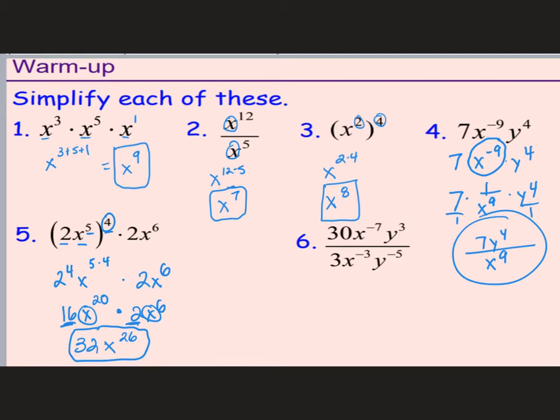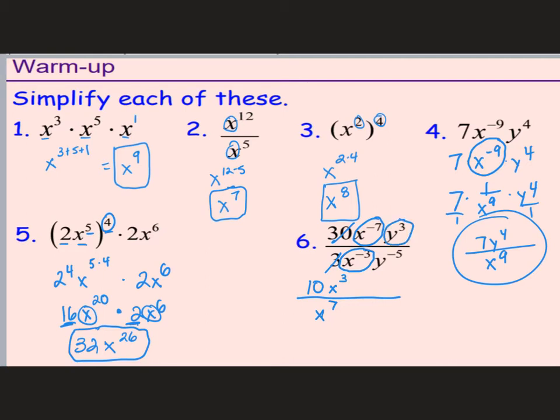And then finally, number 6, I have 30 over 3. We can go ahead and reduce that down to 10. Make sure I put the 10 on top. I have x to the negative 7th. I need to make that a positive exponent, so I'm going to bring that down by taking the reciprocal. I have x to the negative 3rd on bottom. I'm going to take the reciprocal of that to make it a positive exponent. So x cubed is now in my numerator.